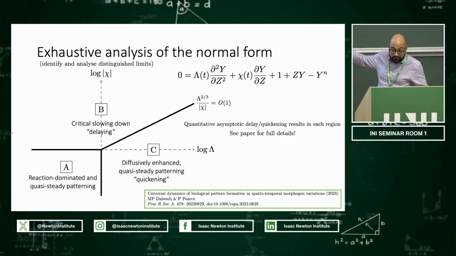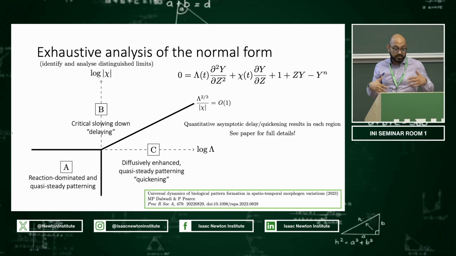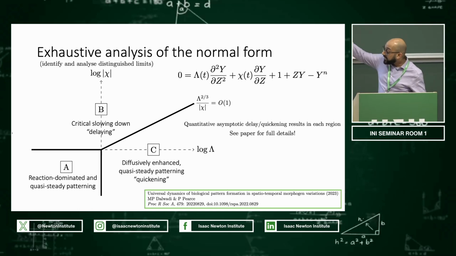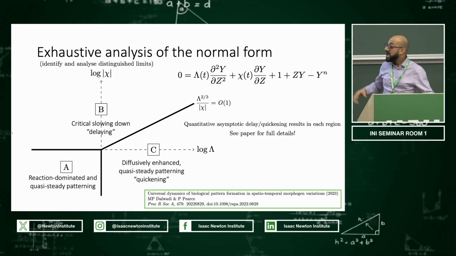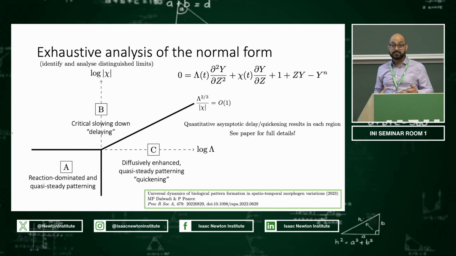So briefly, in region A, the transition is quasi-steady. It's basically what you would expect if you ignored all of these emergent effects, and there are certain limits in which that is the appropriate thing to do. Region B is where you get these critical slowing down effects, and therefore the robustness effects in the problem. And region C is where you get diffusive enhancement effects, and where these become important.